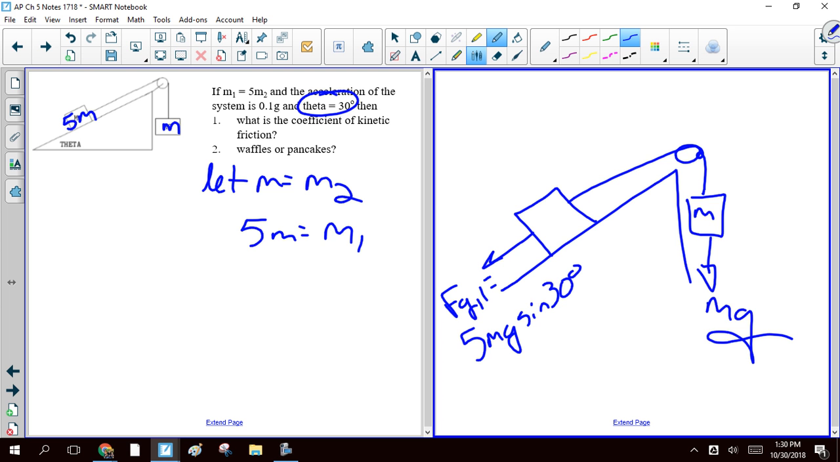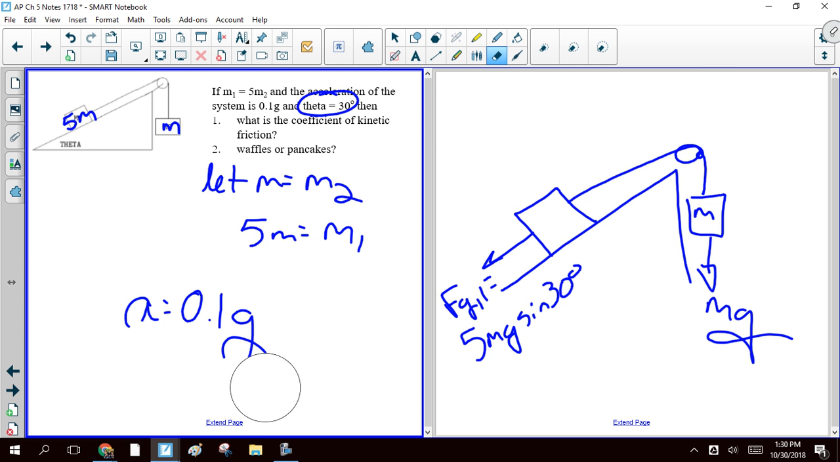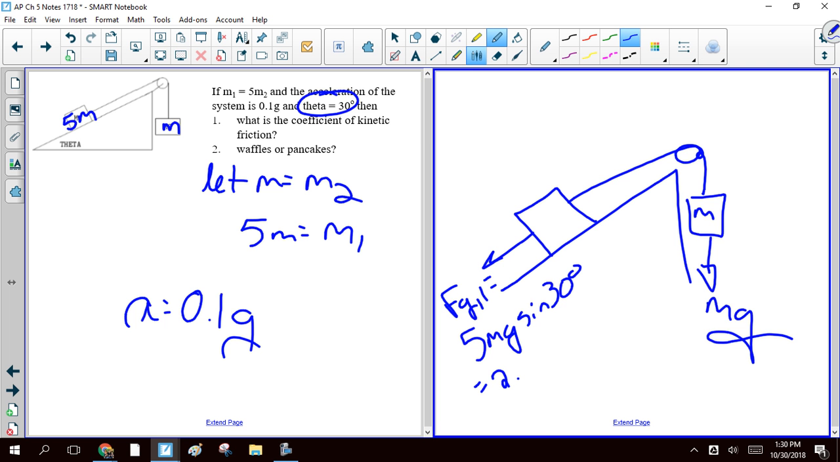Now, it doesn't tell us what direction everything is accelerating in. It does tell us the acceleration. It tells us the acceleration is 0.1 g. That's a g. There you go. But it doesn't tell us what direction it's in. So if we simplify this, this turns out to be 2.5 mg.